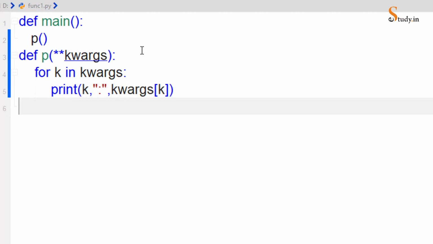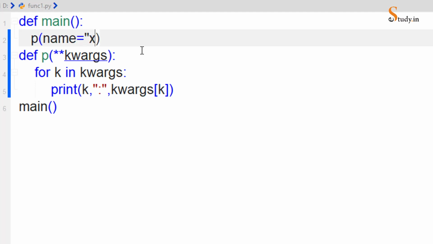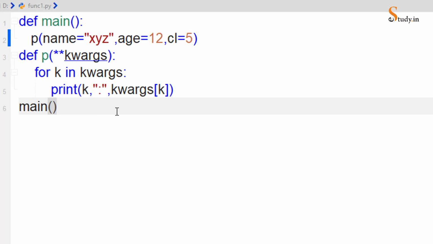And now we will call the main function, and here we are going to pass a dictionary. Let us say name is equal to xyz, comma, another value, age is equal to 12, comma, class is equal to, let's say, instead of class, because class is a keyword, let's say CL. Now when we run this, let us see the output.